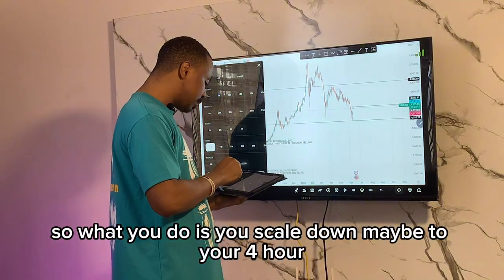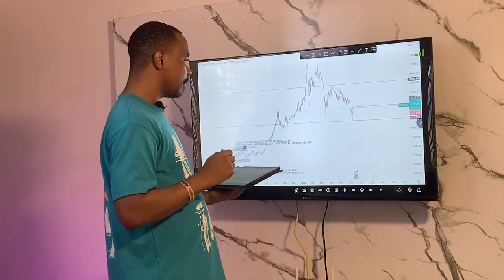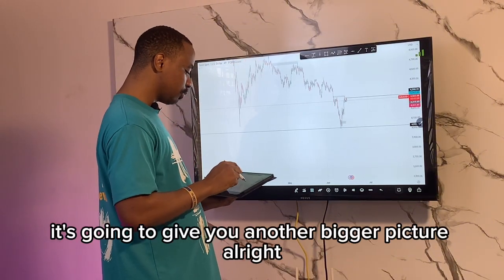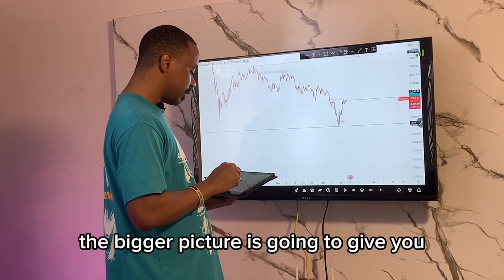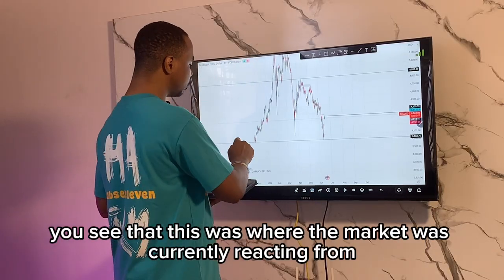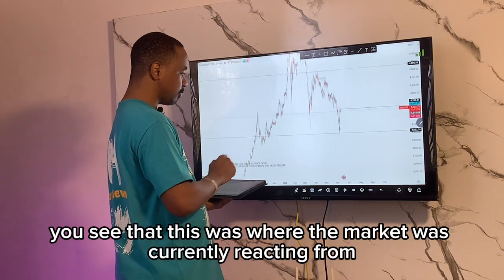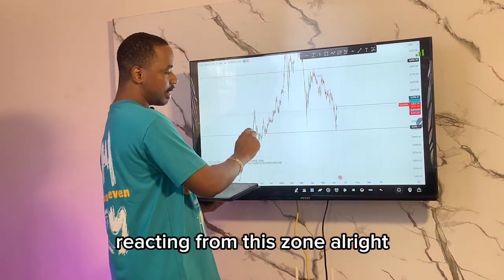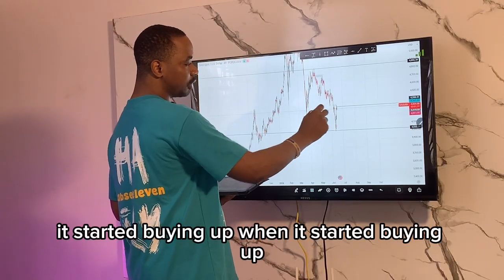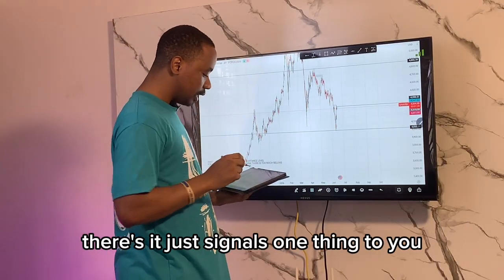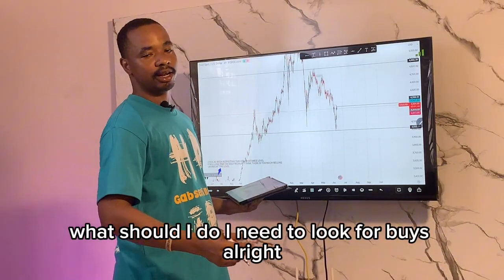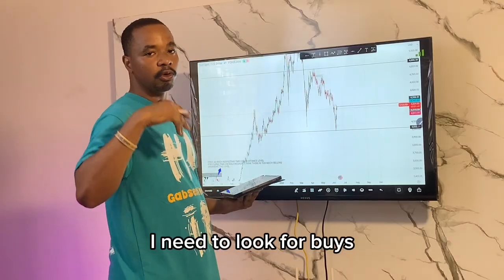So what you do is you scale down maybe to your 4-hour. When you scale down to your 4-hour, it's going to give you another bigger picture. Now, when you look at this chart, you see that this was where the market was currently reacting from, this zone. Reacting from this zone, it started buying up. When it started buying up, it signals one thing to you: because this market is buying up, what should I do? I need to look for buys. I'm not going to look for sales. I need to look for buys.